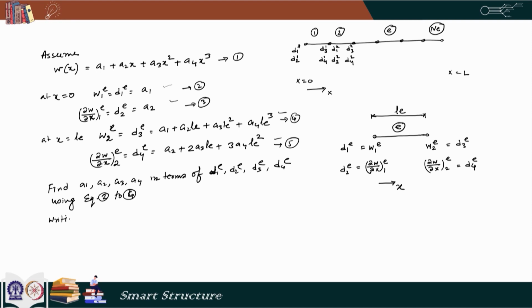Then writing equation 1 in terms of D1, D2, D3, D4, we can write that. So, we have found A1, A2, A3, A4 in terms of D1, D2, D3, D4 from equations 2, 3, 4, 5, and then we put that in equation 1.